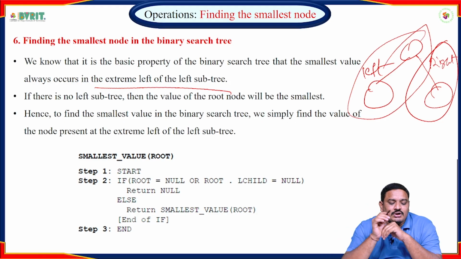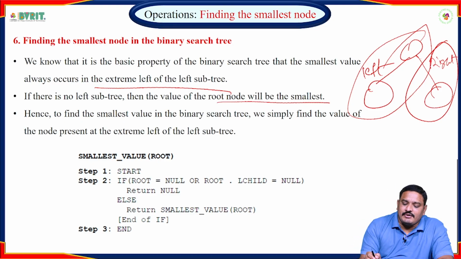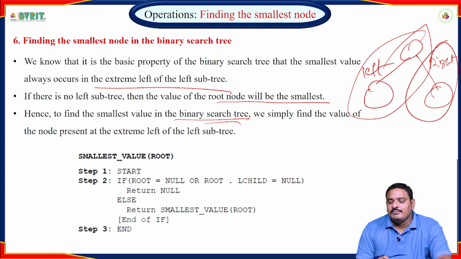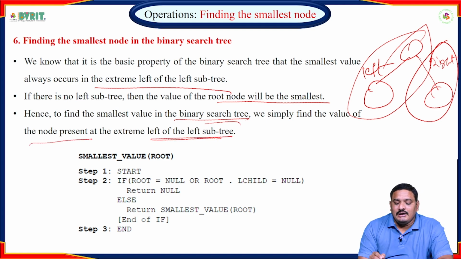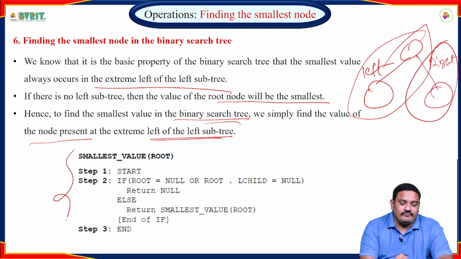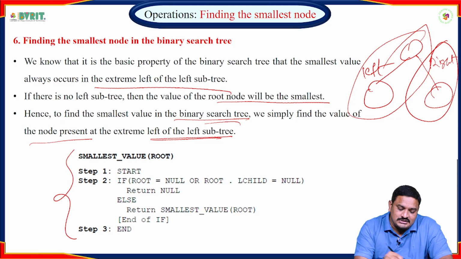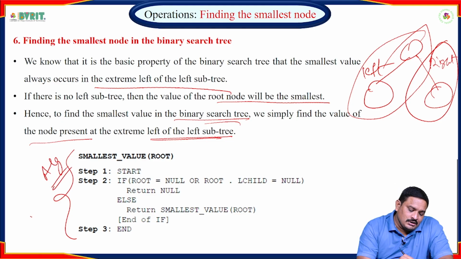If there is no left subtree, then the value of the root node is the smallest. To find the smallest value in the binary search tree, you can simply find the value of the node present in the extreme left of the left subtree. This is the algorithm for finding the smallest node in the binary search tree.